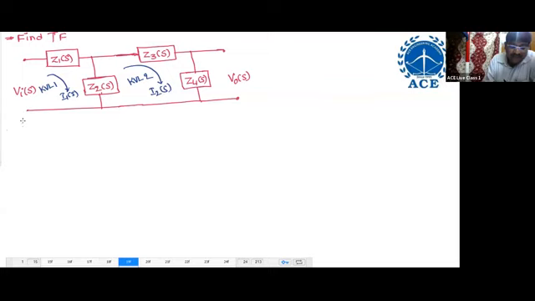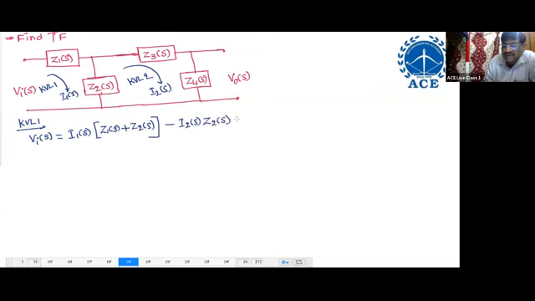So apply KVL 1. Vi of S equals, apply KVL, I1 of S into Z1 of S plus Z2 of S. Then this current moves in the opposite direction, minus I2 of S into Z2 of S. This is equation number 1.